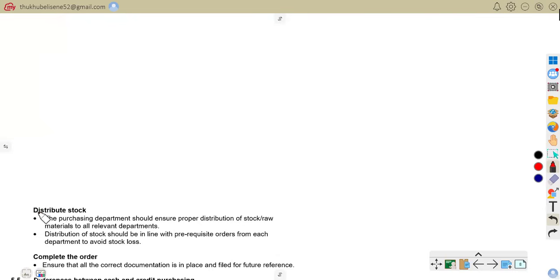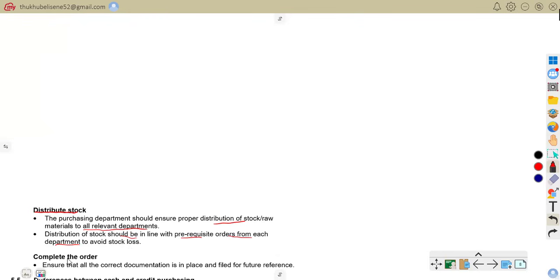Now we are to distribute stock. So the purchasing department should ensure proper distribution of the stock or raw materials to all relevant departments. Now you've received the stock, now it is there, so you can distribute within the business. So now it can go to various departments. Distribution of stock should be in line with requisition orders from each department to avoid stock loss.